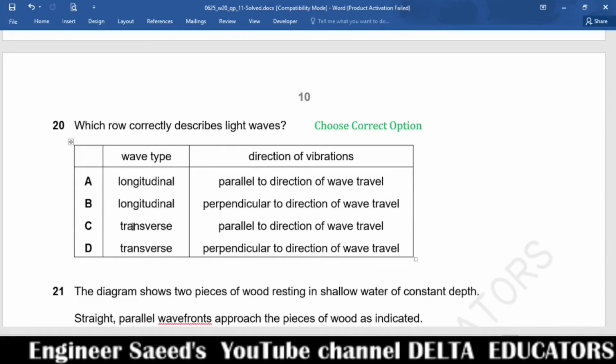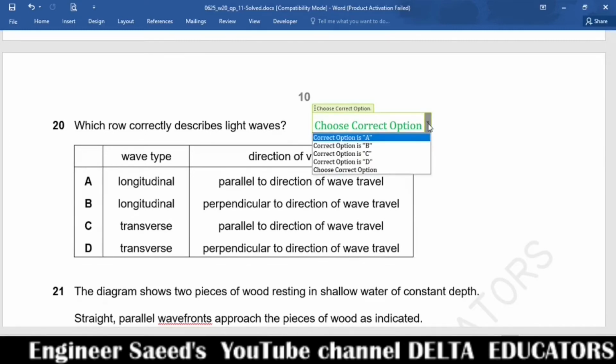Now what are transverse waves? In a transverse wave, the direction of vibration of the particles and the direction of propagation of the wave are perpendicular to each other. Now perpendicular to the direction of wave travel is given in option D. So our correct option will be option D. Light waves are transverse waves. In transverse waves, the direction of the vibration of the particle is perpendicular to the direction of the wave travel. So the correct option will be option D.